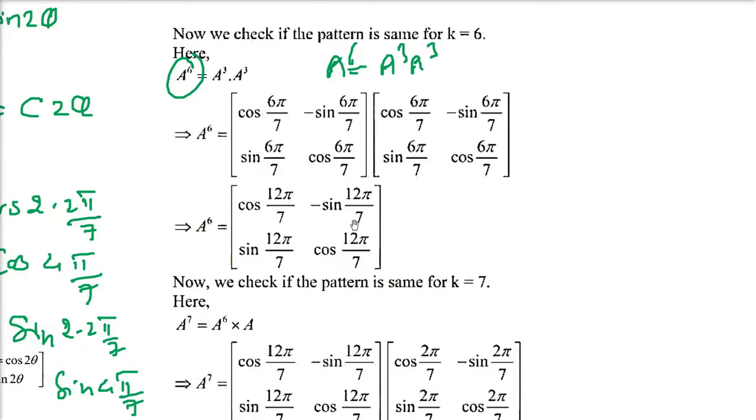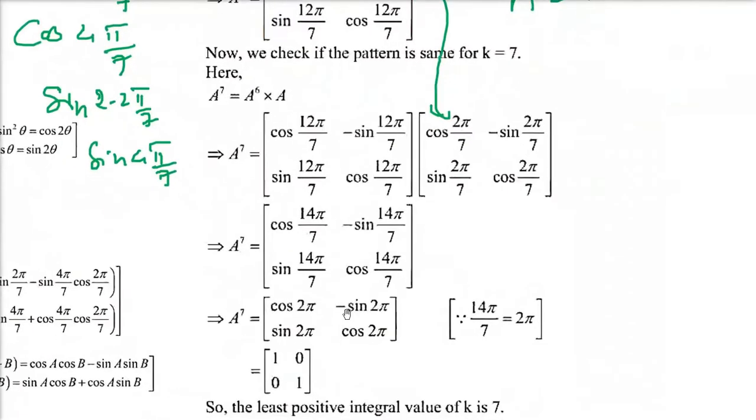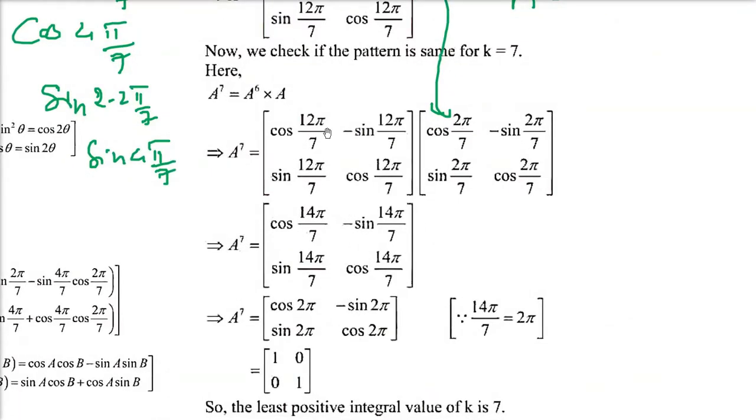So this is A raised 6. When you multiply, you will get again a matrix, and we have to apply these trigonometric equations again. It can be cos(A+B), sin(A+B), or cos square theta minus sin square theta, like this. Now, I hope that A6 you have done. Now multiply it again with A, because A raised 7 also we have to check.